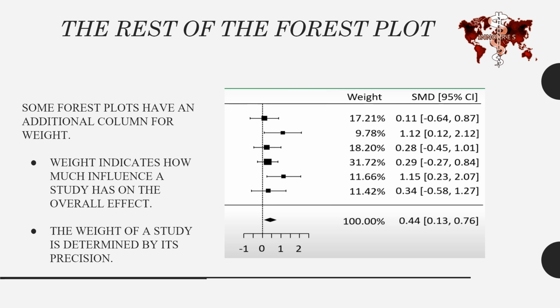Some forest plots have an additional column for weight. Now, the weight indicates how much influence a study has on the overall effect. The weight of a study is determined by its precision.